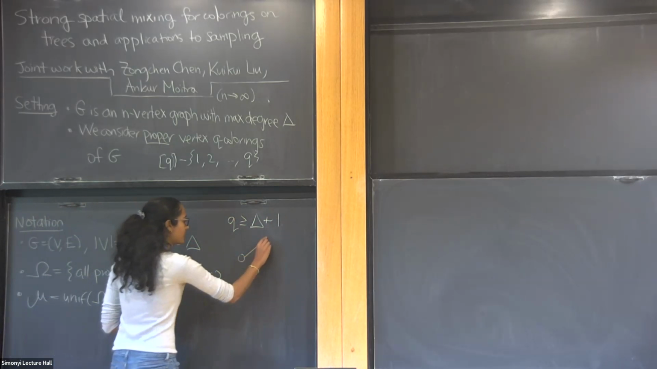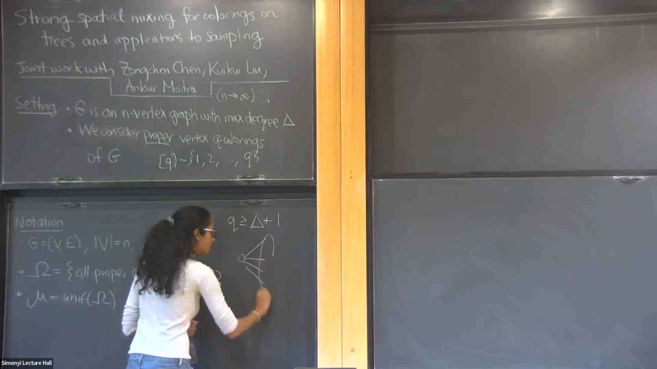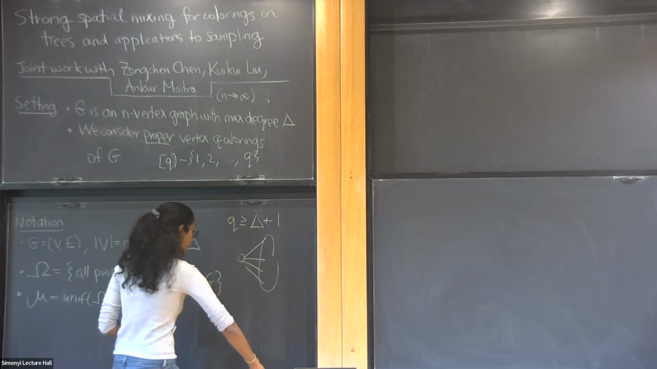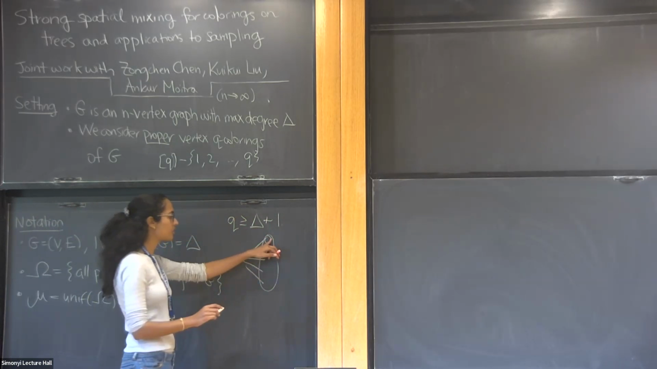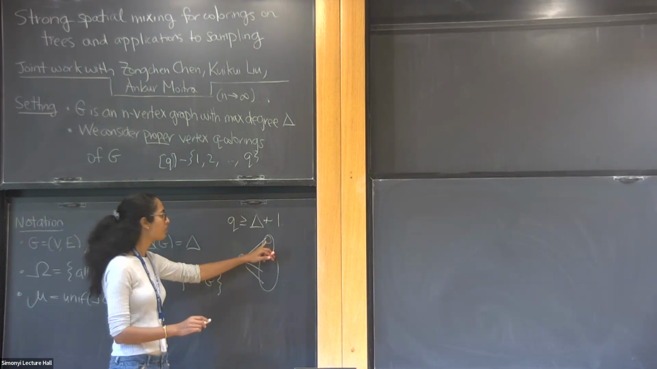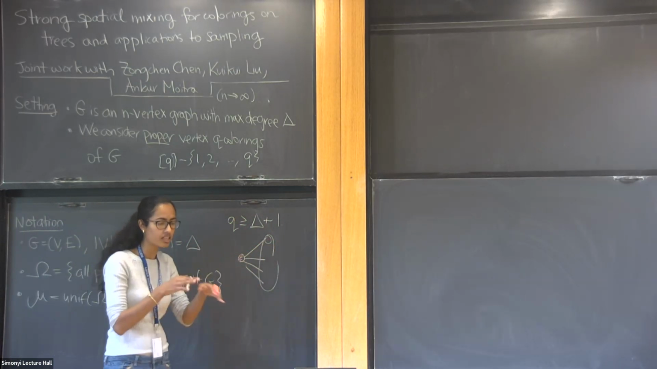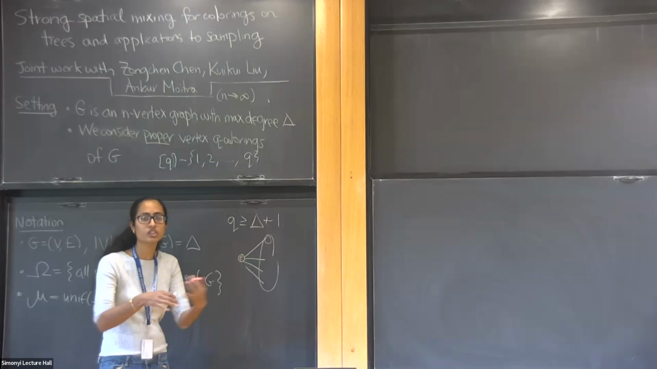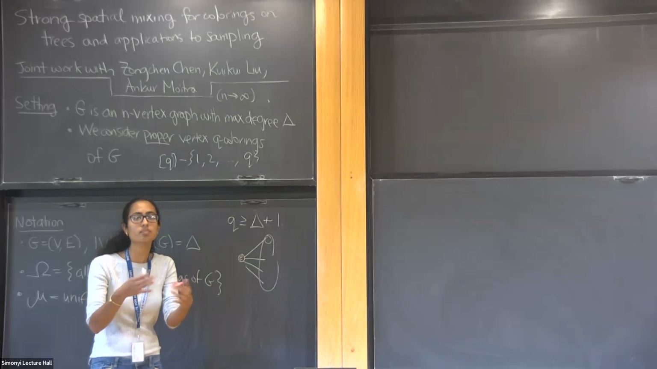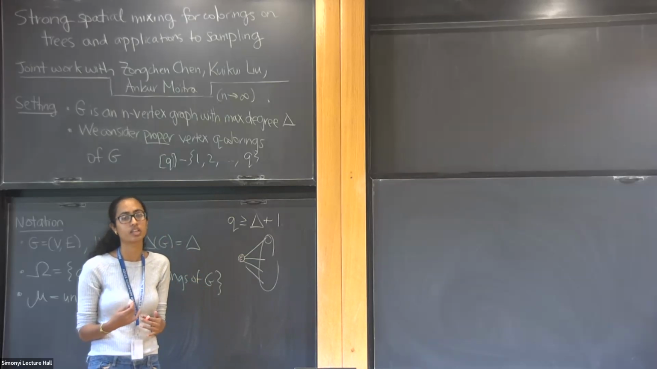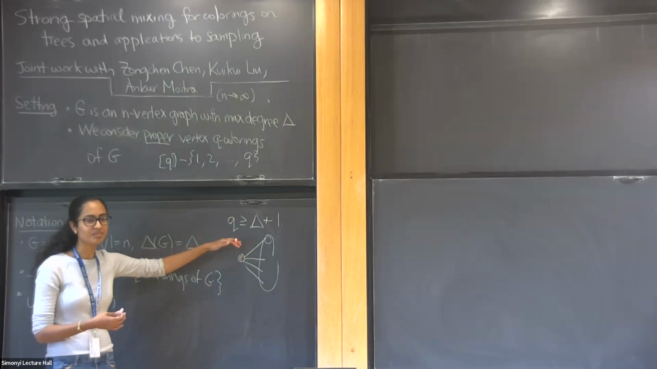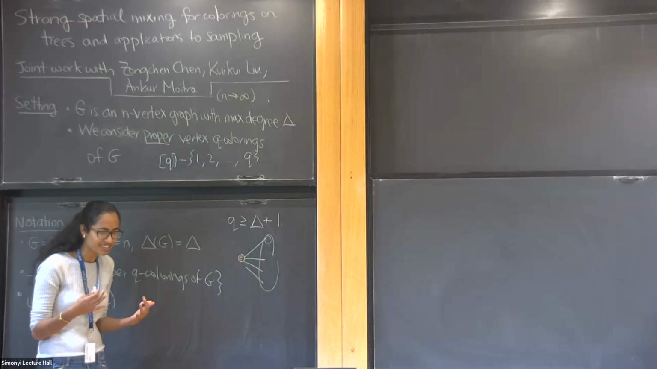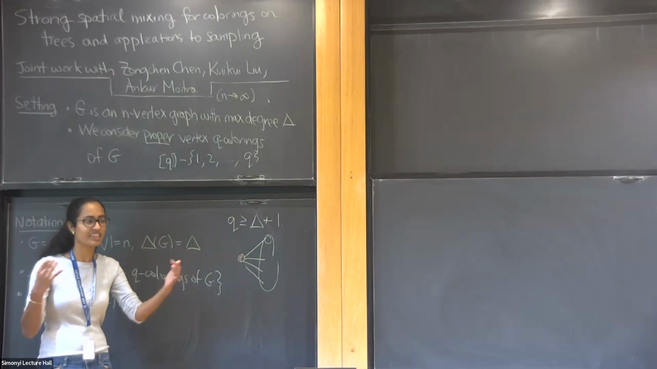I take some vertex and color it some color, maybe red. Then I look at one of its neighbors, and I can color it anything except red. Because every vertex has maximum degree delta, if I try this greedy process, at every step there's always at least 1 color that I haven't yet used. In the converse direction, if I don't have this many colors, it might be the case that there is no proper q coloring. For example, if I take a clique.